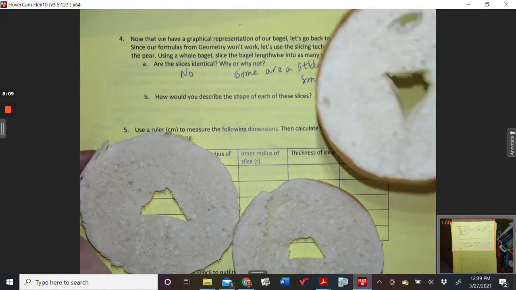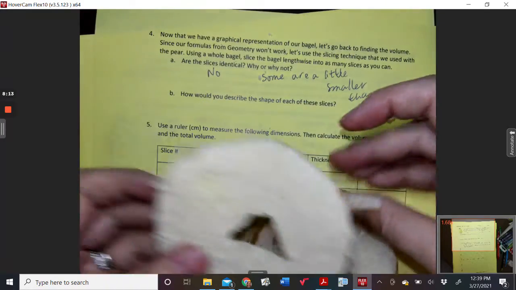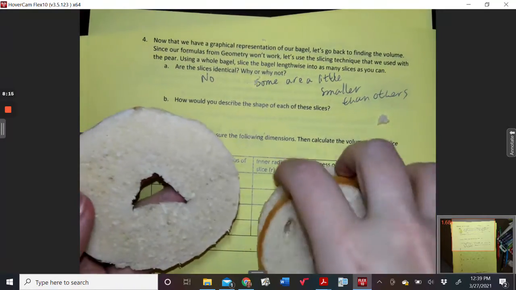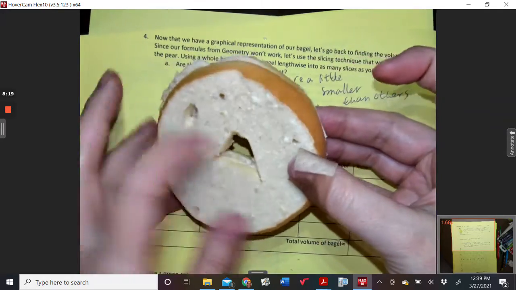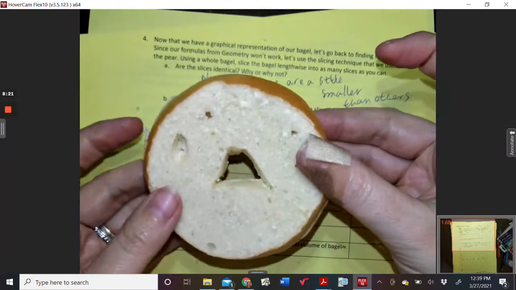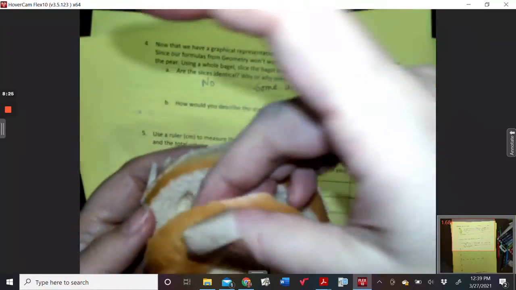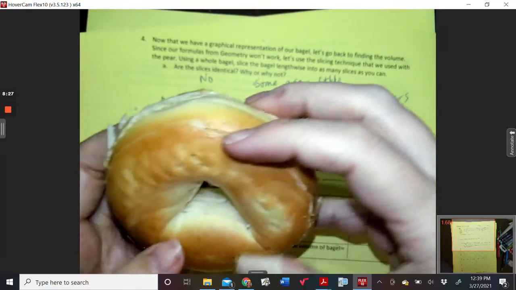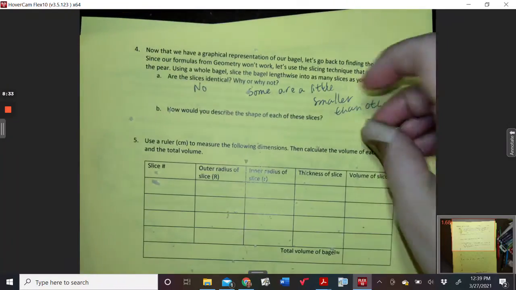How would you describe the shape of the slice? Well, it's a circle with a hole in it. I hope you are noticing that. It's a circle with a hole. And now my middle hole is very trapezoidal, this particular bagel. Some of them look really triangular as you cut them, but it's what bagels do. We're going to pretend it's a circle inside instead.